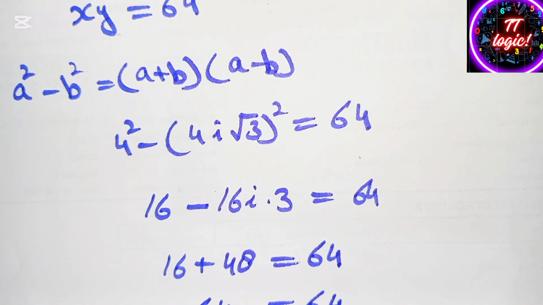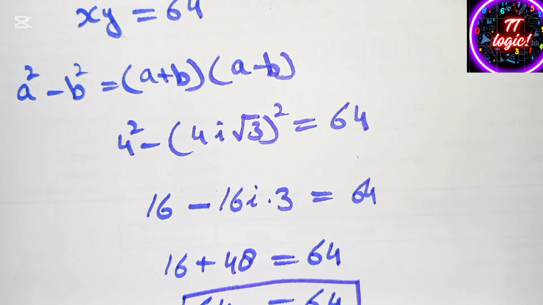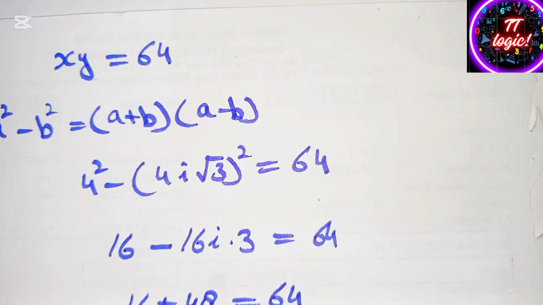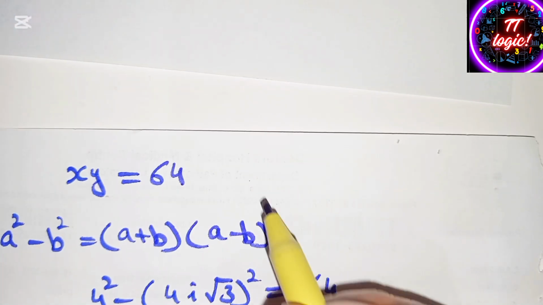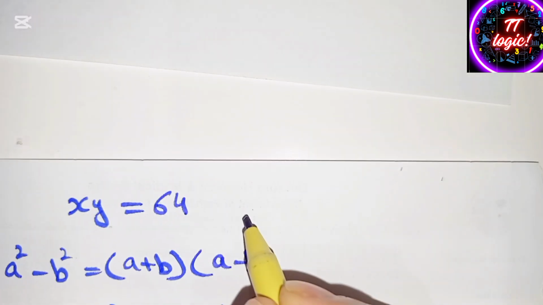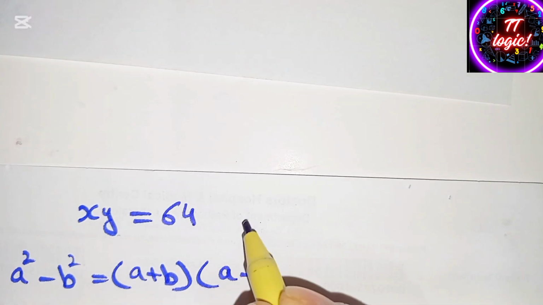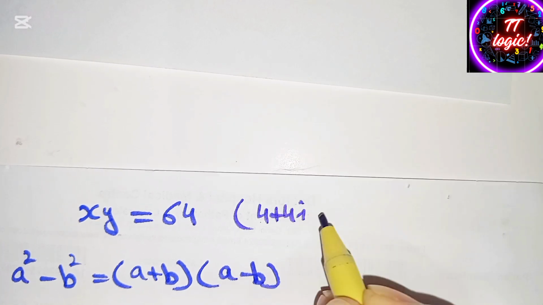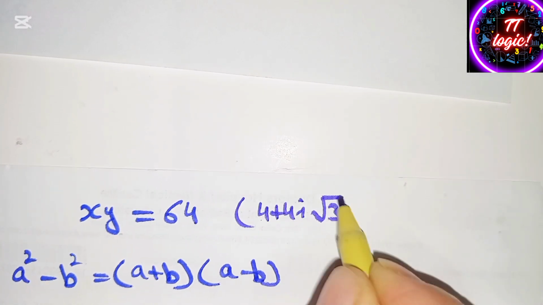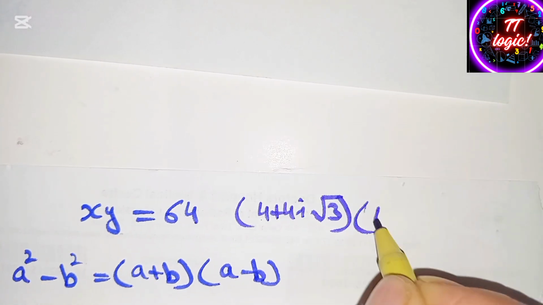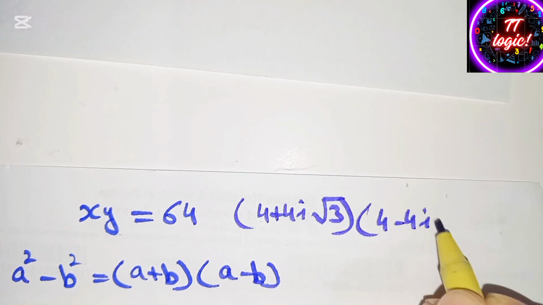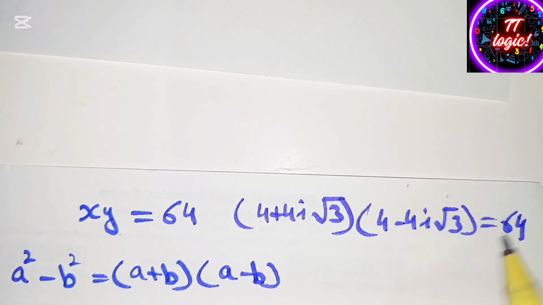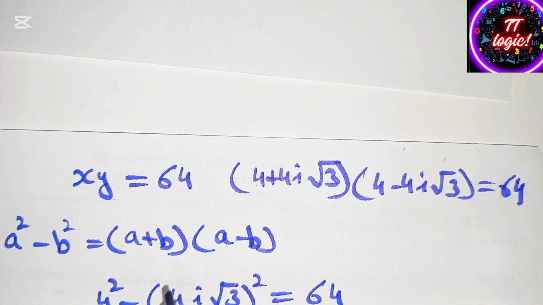And here, this verification is true. Now xy is equal to 64, that is, 4 plus 4i square root 3 times 4 minus 4i square root 3 is equal to 64. And now its verification is complete.